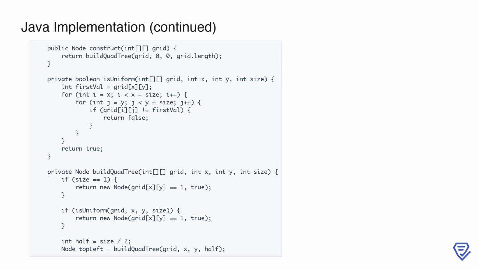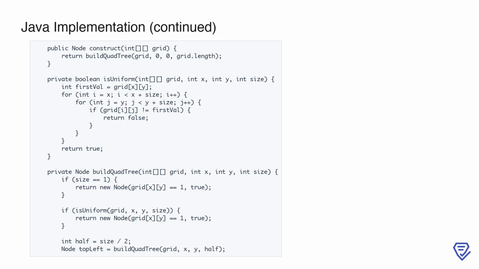It takes a 2D grid as input and calls the helper method buildQuadTree, starting from the top left corner of the grid and including the entire grid size. To support this process, we also define the isUniform method. This helper function checks whether all the values in a specific square subgrid are the same.